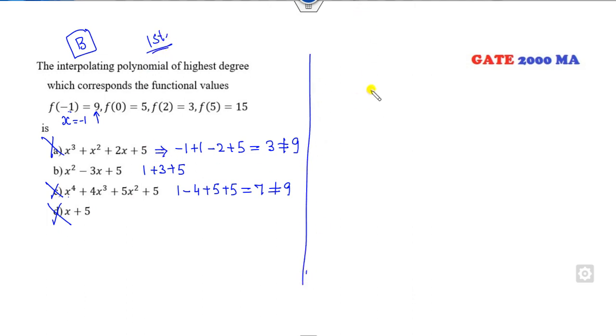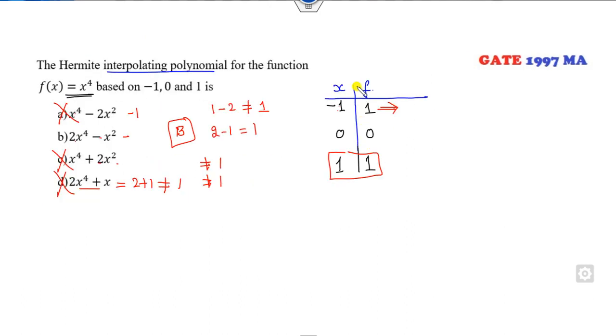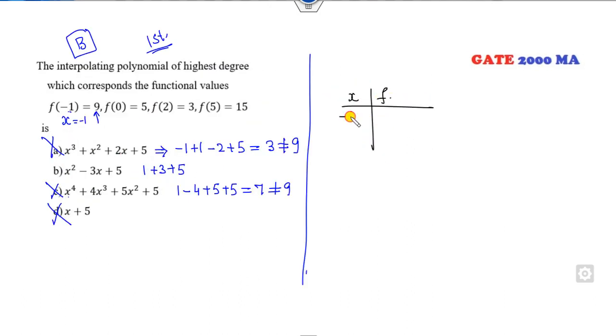Another method is you can formulate this table as I did in here. Value of x is minus 1, 0, 2 and 5. The value of f will be 9, 5, 3, 15. Then your target is to make the first divided difference. So now can you compute the first divided difference? How can you do it? You take this minus this divided by this minus this. It is minus 4. Then it is minus 2 plus 1. It's minus 1. 12 is 4.